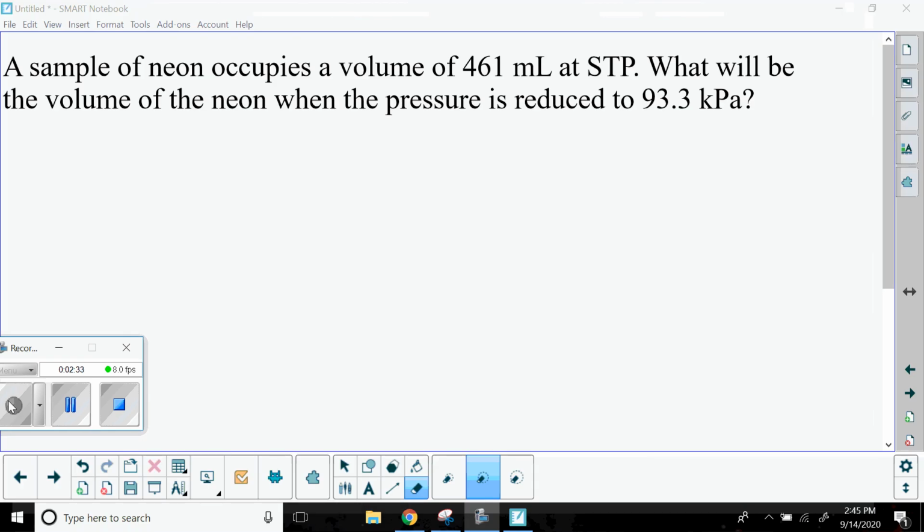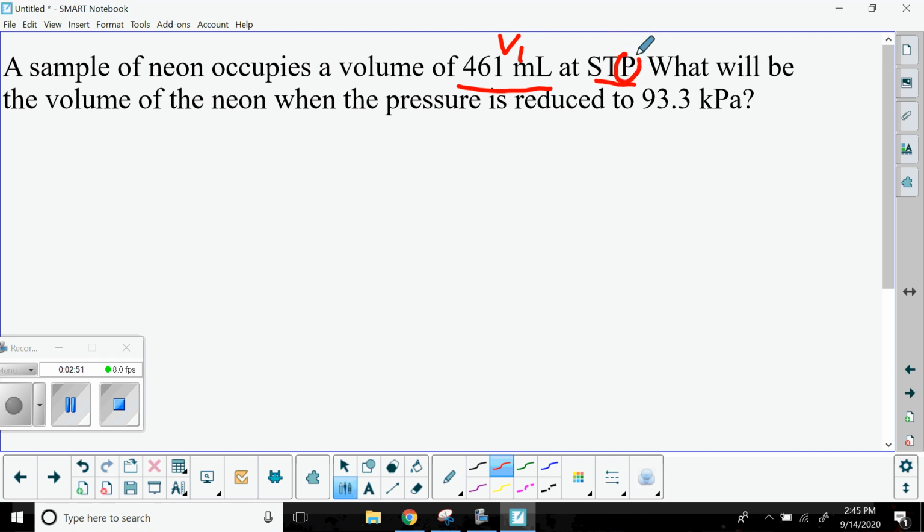All right, we're back. A sample of neon, this is an example of Boyle's Law if you haven't guessed. A sample of neon occupies a volume of 461 milliliters. We're going to call that V1 at STP. That means my pressure here is going to be 100 kPa. What will be the volume of neon? That's going to be my V2 I'm solving for. When the pressure is reduced to 93.3 kPa, that's going to be P2. So here's my Boyle's Law.